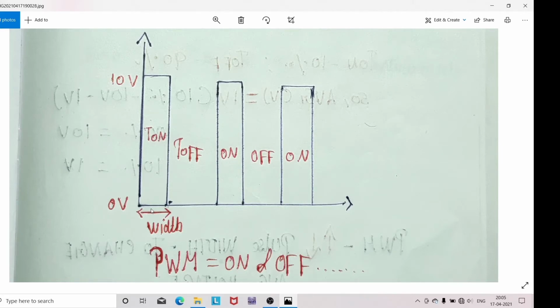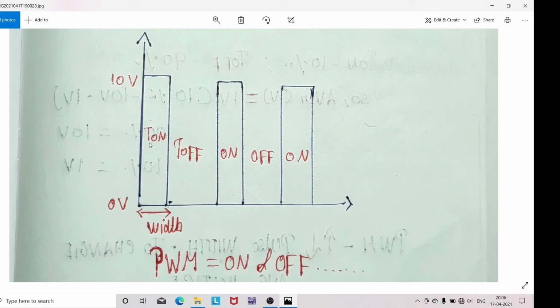How do we know the pulse width? On duration is called pulse width. On duration, off duration, on duration, off duration, on duration, off duration. This is called width. Now you know on off is a pulse. Duration is width. On and off duration is width.